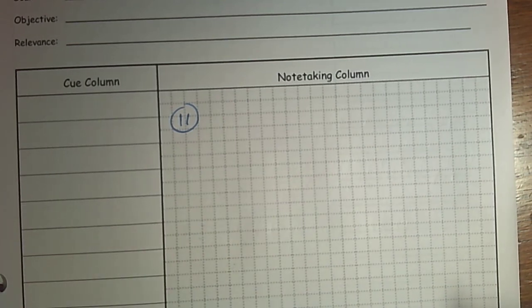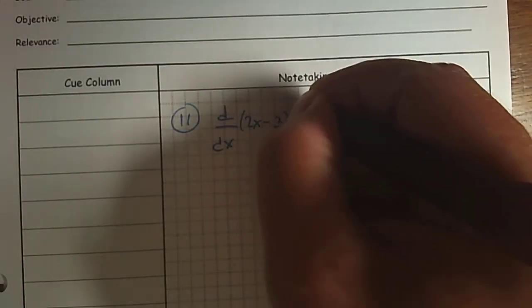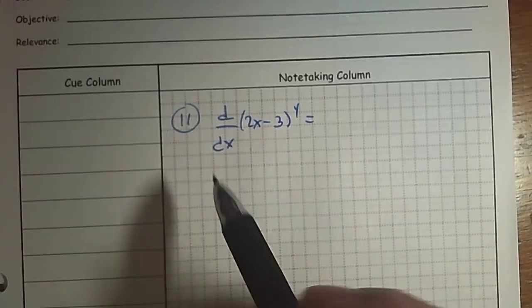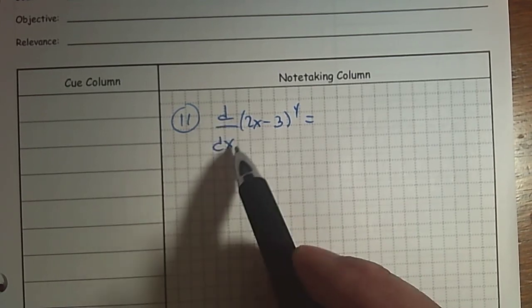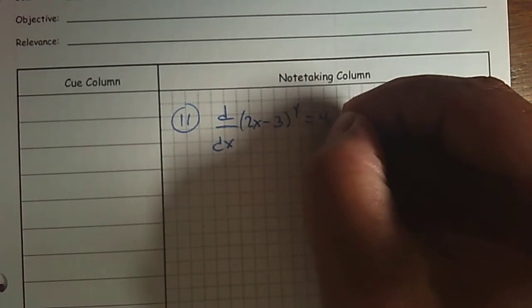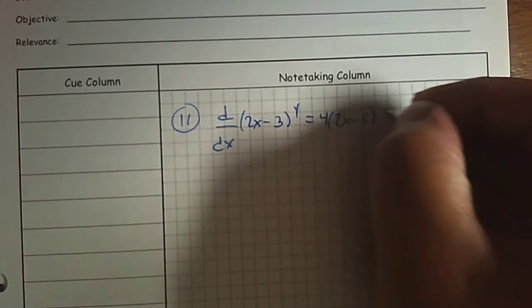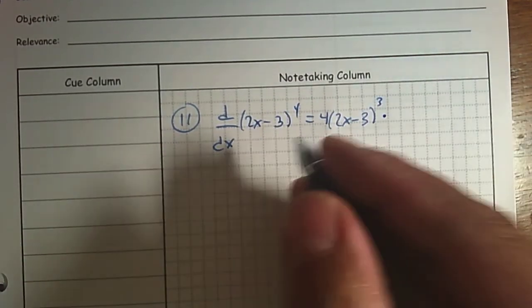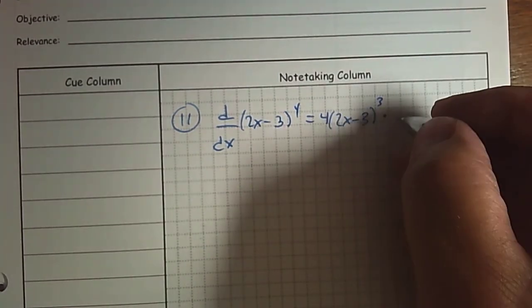It says find the indicated derivative. So d by dx of (2x − 3)^4. That's just a different notation to show a derivative. So just take the derivative of this. So 4 times 1 in front. Subtract 1 from the exponent, and then the derivative of 2x − 3 is 2.